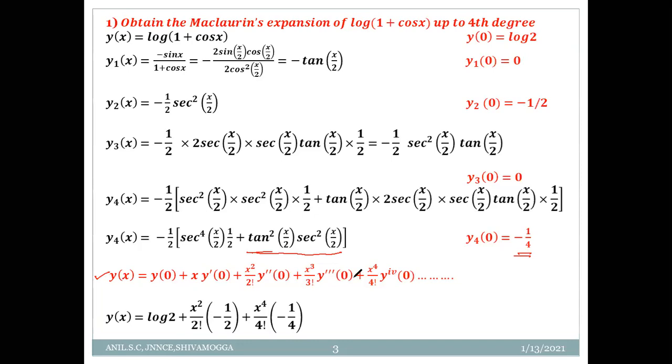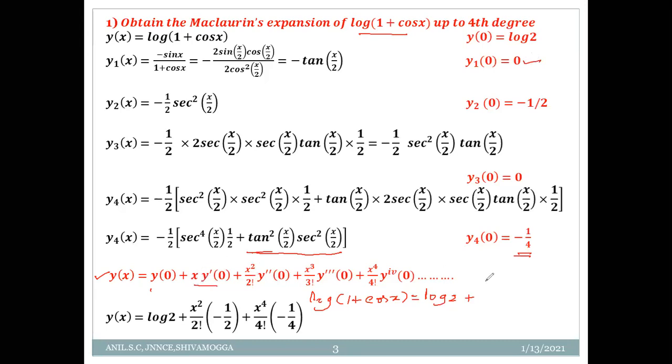Now substitute y of x. Y of x is log 1 plus cos x. Log 1 plus cos x is equal to, this is y of 0. Y of 0 is log 2, plus x into y dash. Here y dash means y1. Y dash of 0 is 0, so 0 into anything is 0.